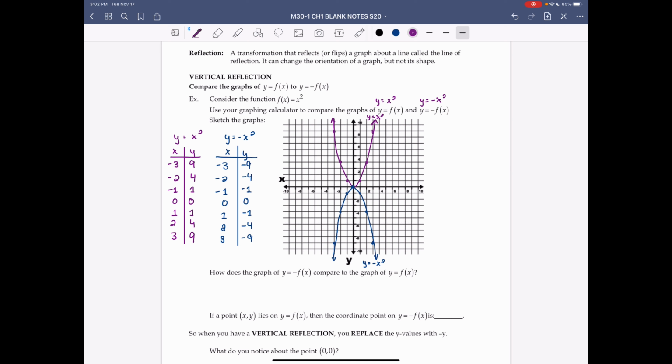How does the graph of y equals negative f of x compare to the graph of y equals f of x? It's the same shape, but reflected across, or you can also say about or over the x-axis, which is a vertical reflection.